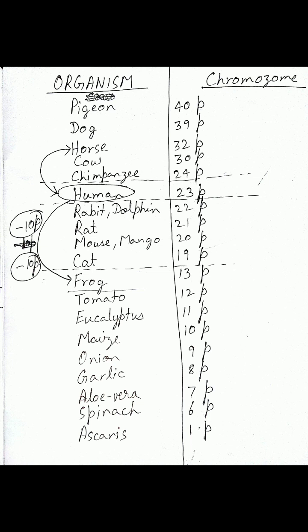There is a sequence gap over here, because these are very common animals. The other animals were not that common and not that important from an exam point of view. Chimpanzee has 24 pair of chromosomes.